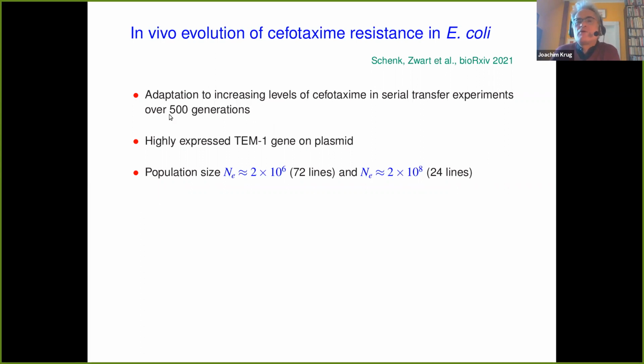The experiment ran over 500 generations, and we were particularly interested here in the effect of population size. So there were two different population sizes: small populations of 2 times 10 to the 6 bacteria and large populations of 2 times 10 to the 8. These approximately 100 lines were evolved for about 500 generations.